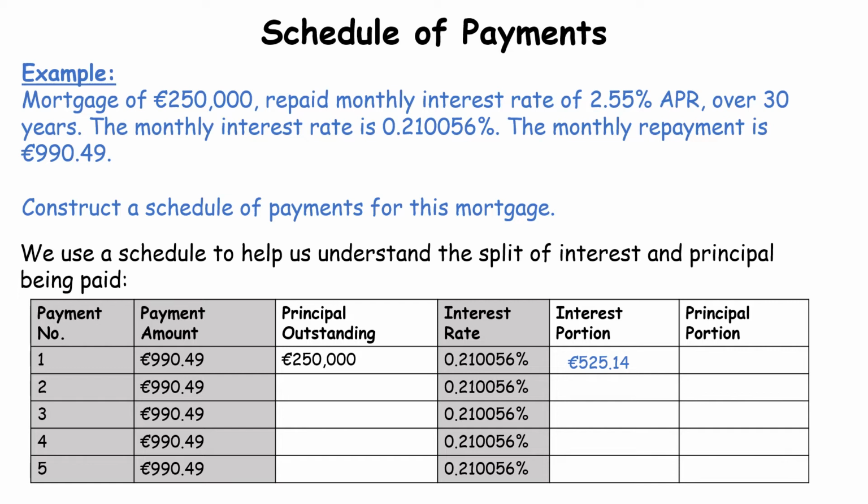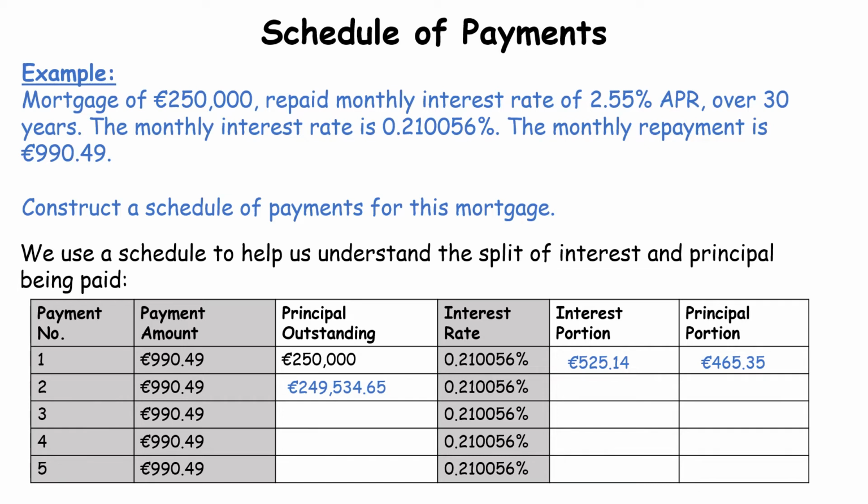And then we know that we pay €990.49. So to work out the principal, we simply take 525.14 away from 990.49. That gives me 465.35 of a principal paid. So, how much principal is outstanding? Well, we had 250,000. I've now paid 465 euro and 35 cent. So there's 249,534.65. And we start the process again.